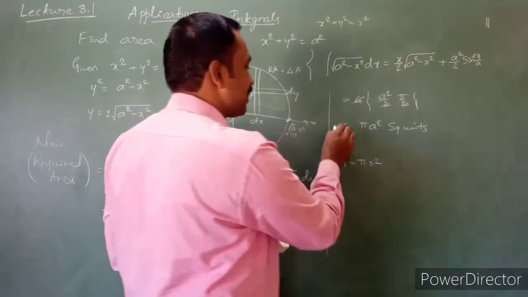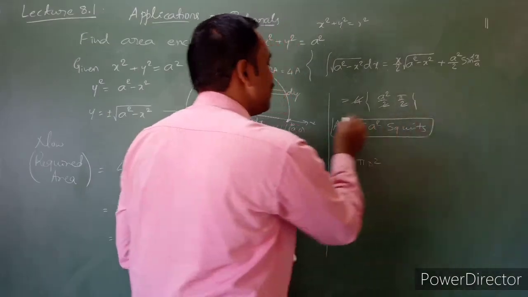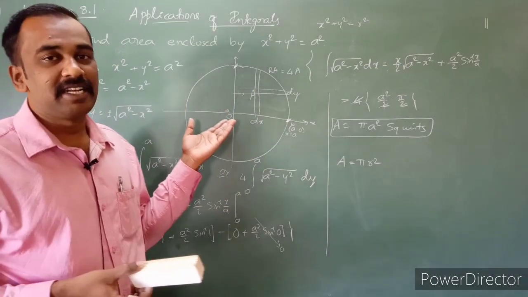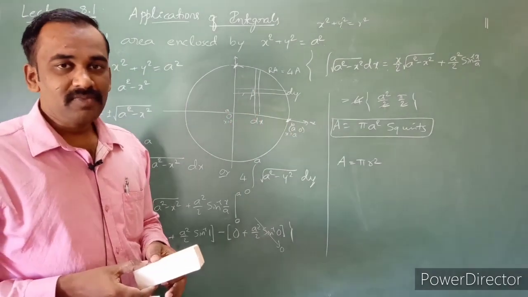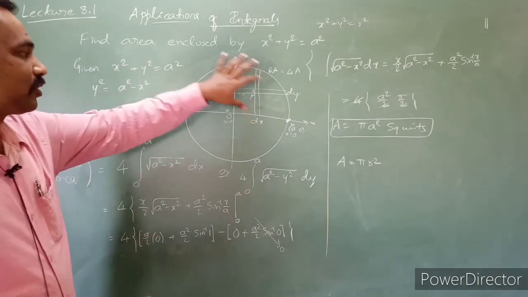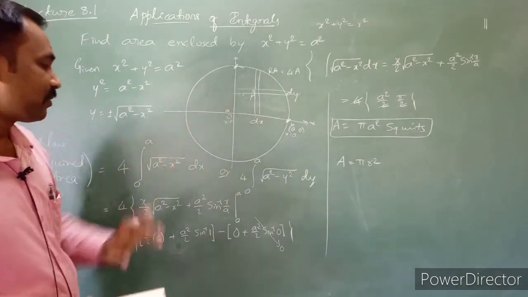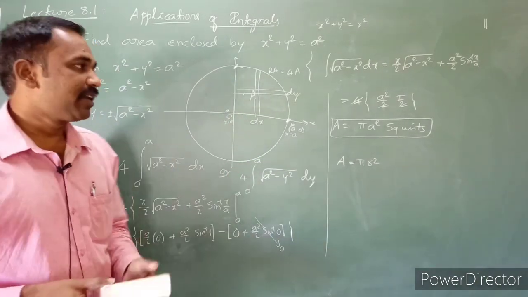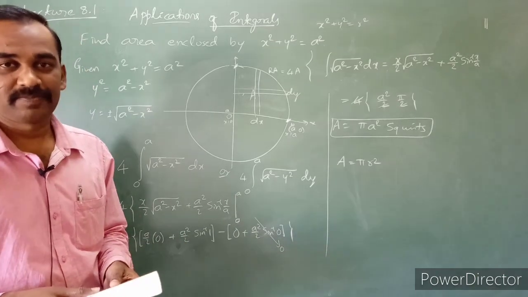Therefore, the required area is equal to pi a square. Here the r value is the radius square. That's all. Very clear, very simple. So whenever the total area is asked, 4 times I just take it. Okay. Now, in the same manner, take the next example.